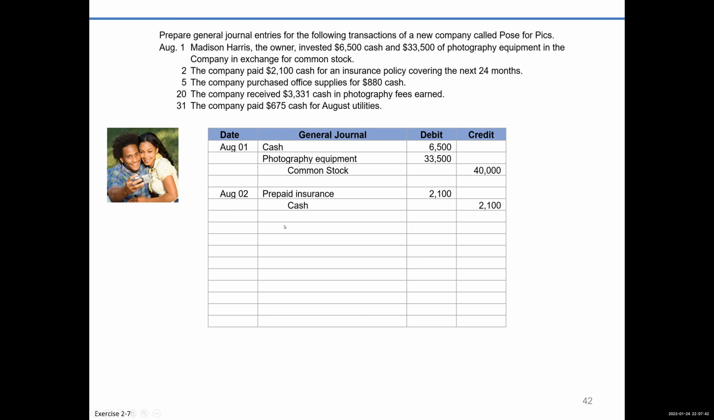Let's do number 5 here. The company purchased office supplies for $880 cash. Okay, so the business received office supplies. Office supplies is an asset. So how do we increase an asset? By debiting, right? So we're going to debit office supplies. Let's do that first. Now, did we pay cash for it, or did we tell the guy, I'll pay you later? No, we paid cash. And so cash is going down. And what did I say? When you pay cash and cash is going down, you're going to credit cash.